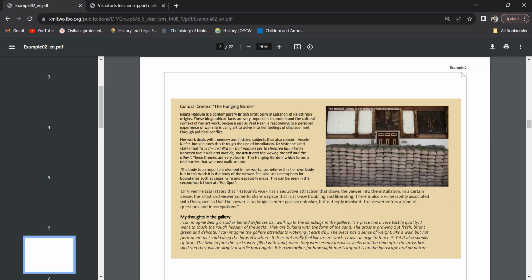Even though I'm not sure if they've been around this piece in person, you can see that they don't have to be to be very descriptive with it. So again, it shows an understanding of the piece. Very good. "A metaphor for how slight man's imprint is on the landscape of nature." So you've got a combination of an unnatural creation like sandbags with a natural creation like grass. It's kind of an intersection of the two. So it is a good metaphor, and that's very understandable via the student's explanation.